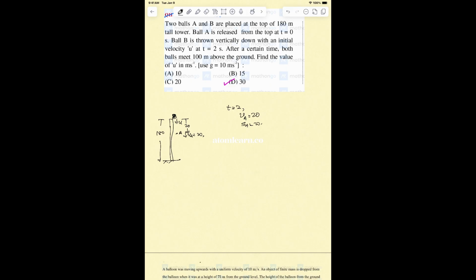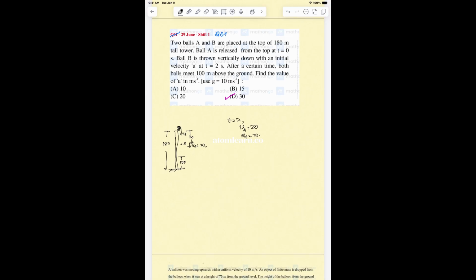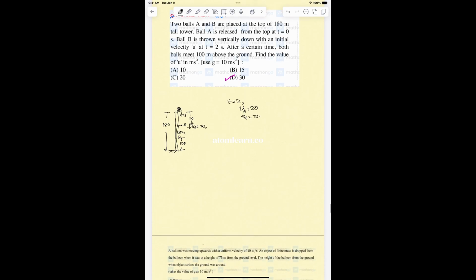Then what is given is, after a certain time, both balls meet 100 meters above the ground. That means they are meeting somewhere here, 100 meters above the ground. Then this is 20, so this should be 60 meters. Okay, and now what is the question asked? What is the value of u of B?